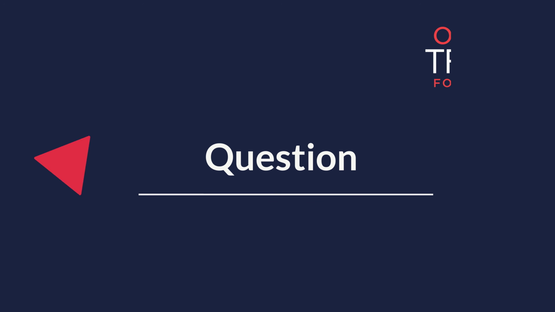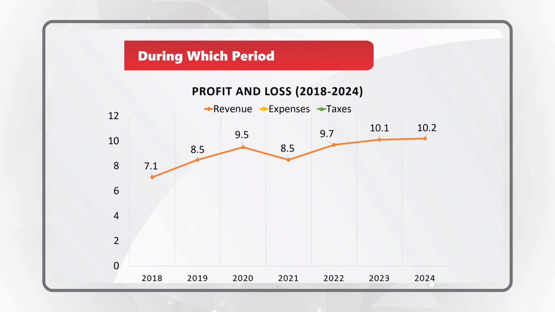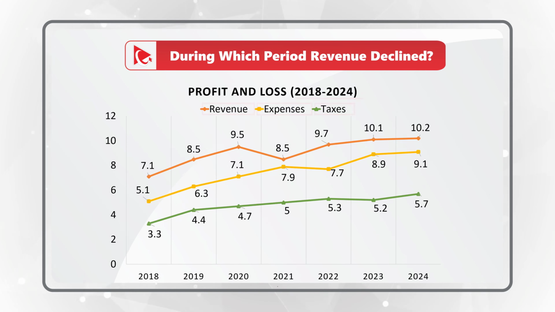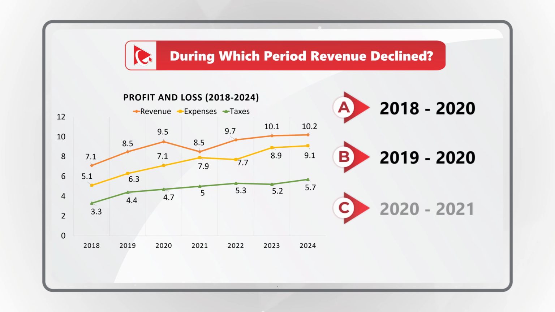Here's a rather unexpected question you might frequently see on the test. You need to determine during which period revenue declined, and you're presented with the profit and loss chart that covers periods from 2018 to 2024. On the chart, you see 3 lines representing revenue, expenses, and taxes. And you need to select the final answer out of 4 different choices. Choice A, the period between 2018 and 2020. Choice B, the period between 2019 and 2020. Choice C, the period between 2020 and 2021.